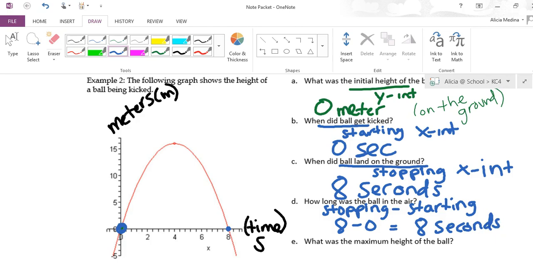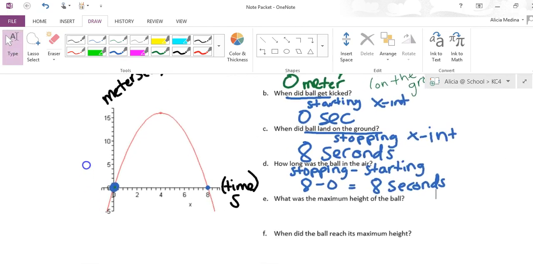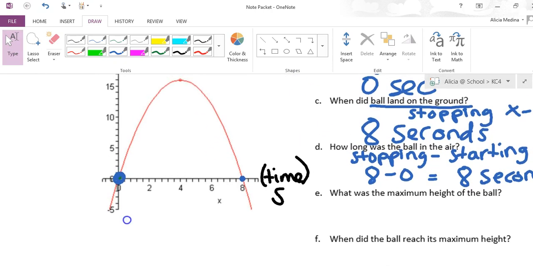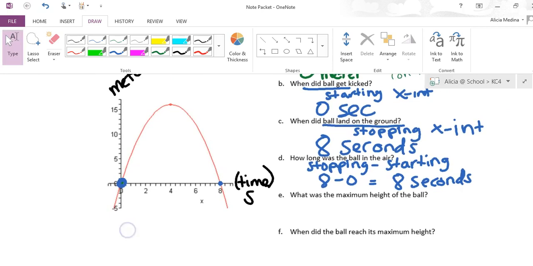What was the maximum height of the ball? So maximum height is referencing that vertex point. And our vertex here is going to be wherever we find that highest point. When it's asking you what the height was, our height is talking about that y-axis. So if this vertex point is at (4, 15), we want the height, which would be that y value. So this would be 15 meters.